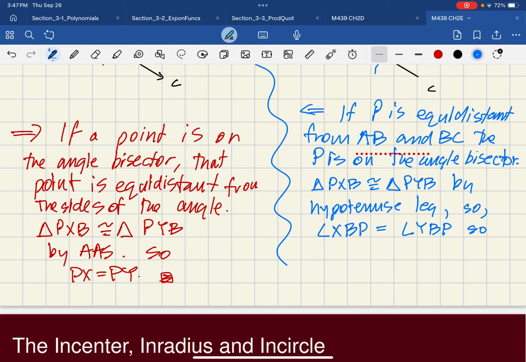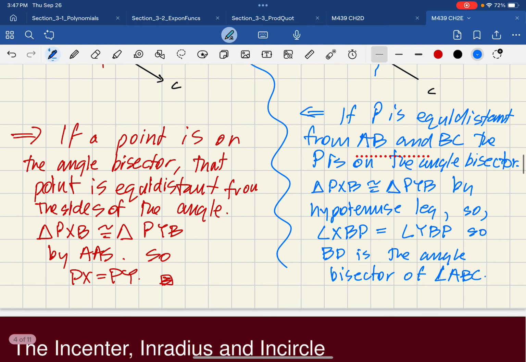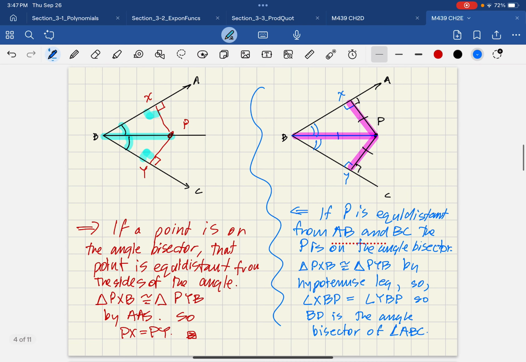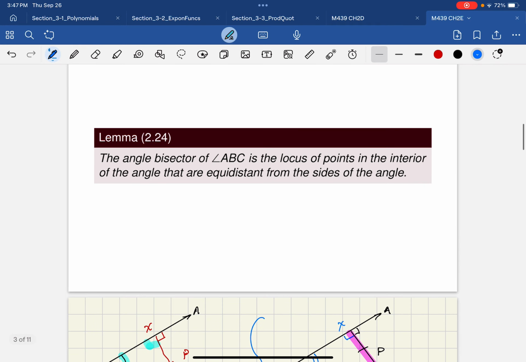So BP is the angle bisector of angle ABC. I hope that makes sense. They're just two quick proofs, or I guess quick lines of reasoning, of why the characterization of the angle bisector holds true.